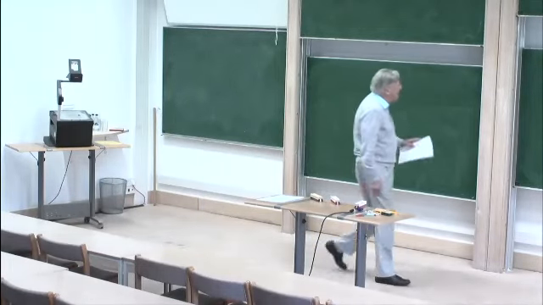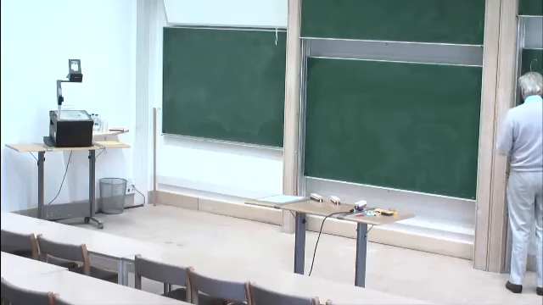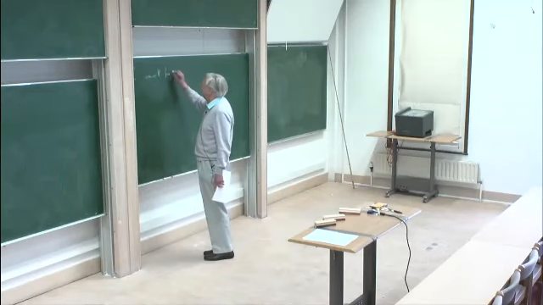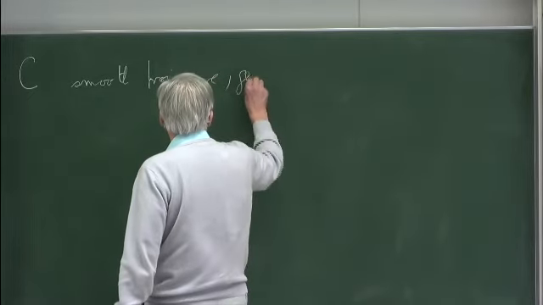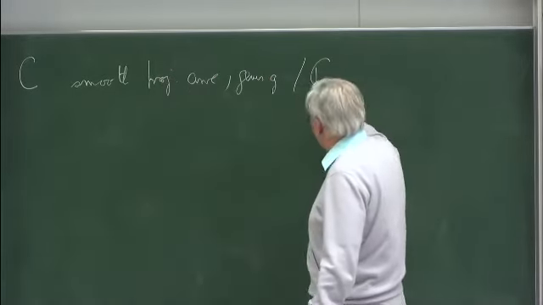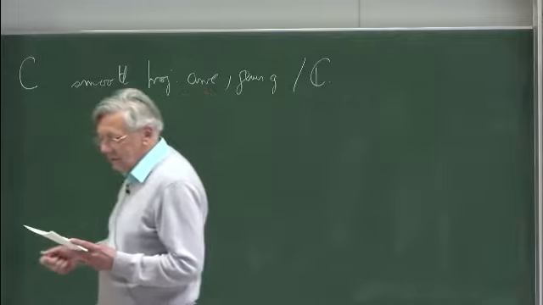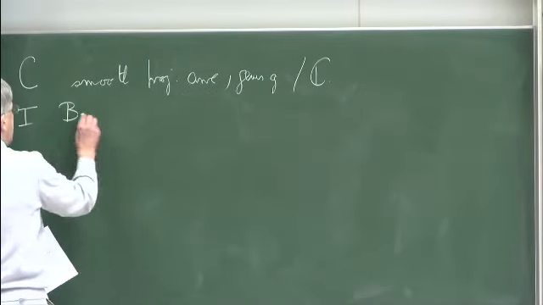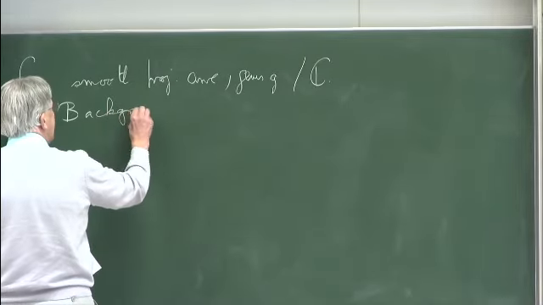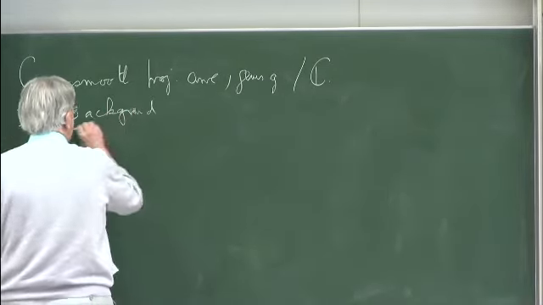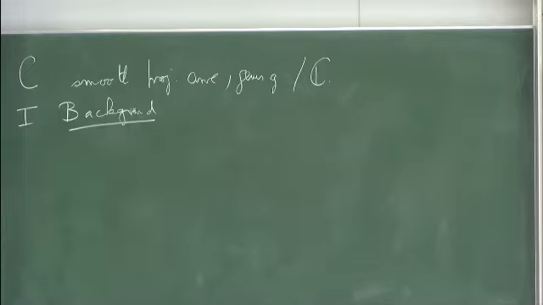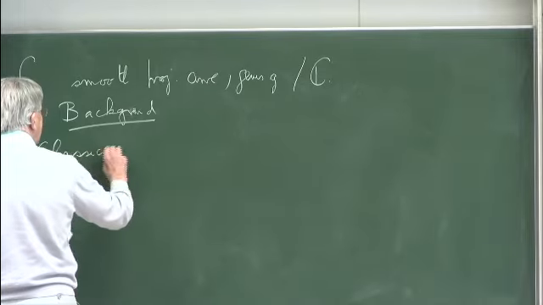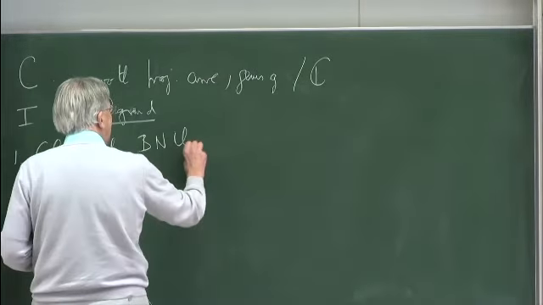So, C throughout will be a fixed, smooth, projective curve of genus g over the complex numbers. Complex numbers I don't think matter very much, but for definiteness. So the first overall section I'm calling background, and let me begin very briefly by recalling some facts about classical Brill-Noether theory.